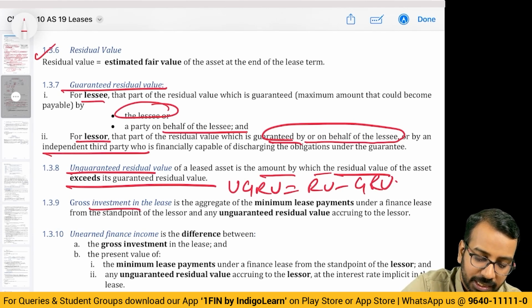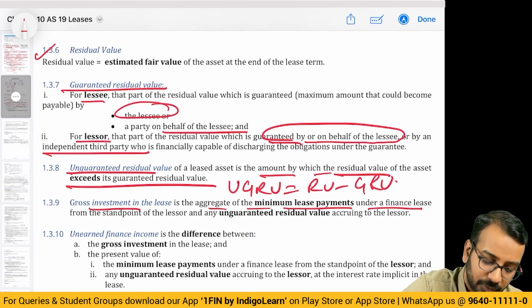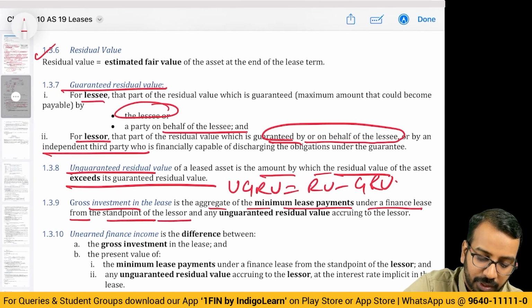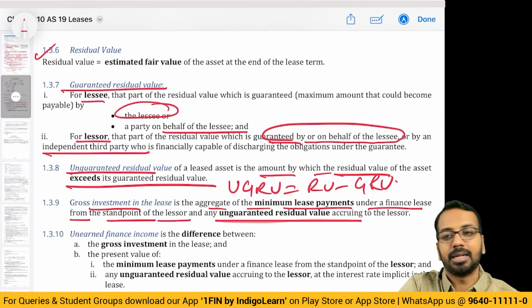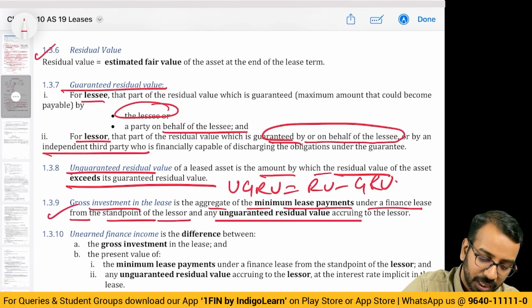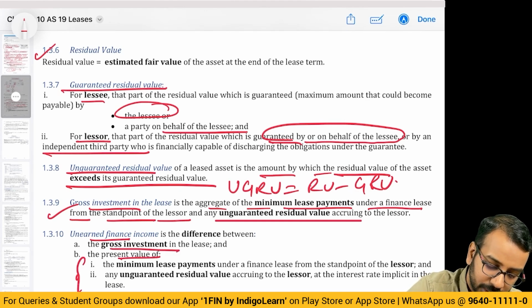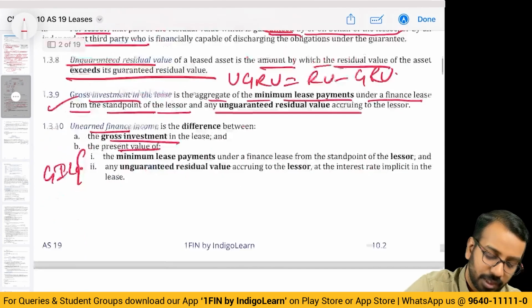Gross investment in lease is the aggregate of minimum lease payment under a finance lease from the standpoint of the lessor and any unguaranteed residual value. This also we have discussed. Unearned finance income is the difference between the gross investment and the present value of the gross investment in lease. That is what you can understand.